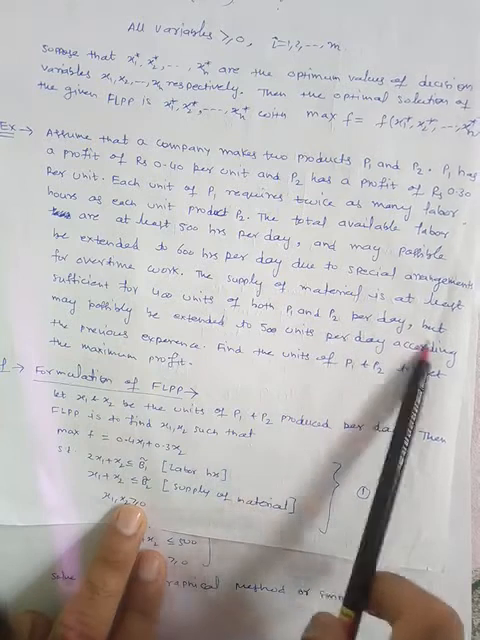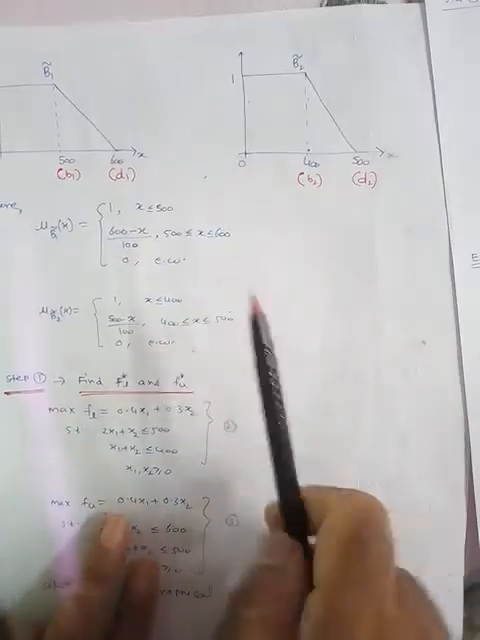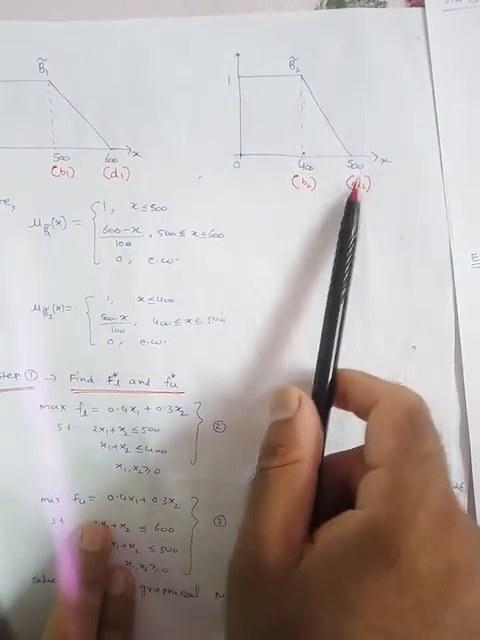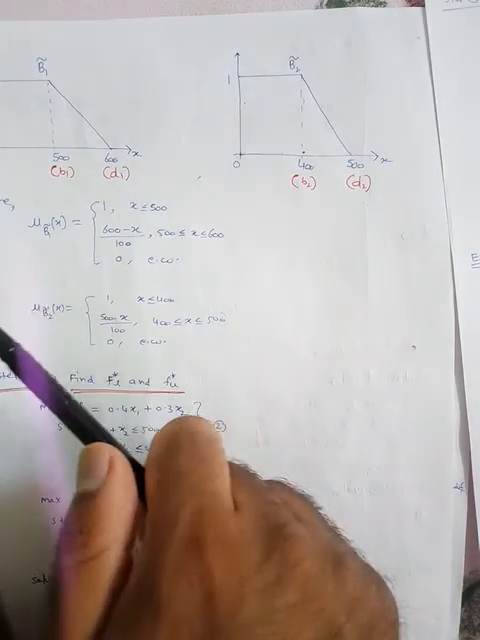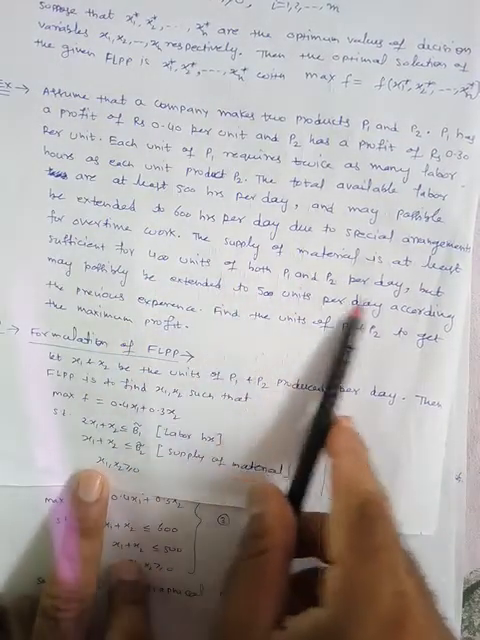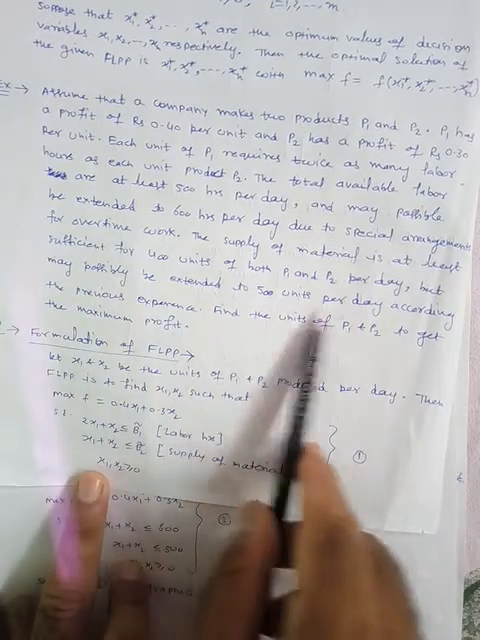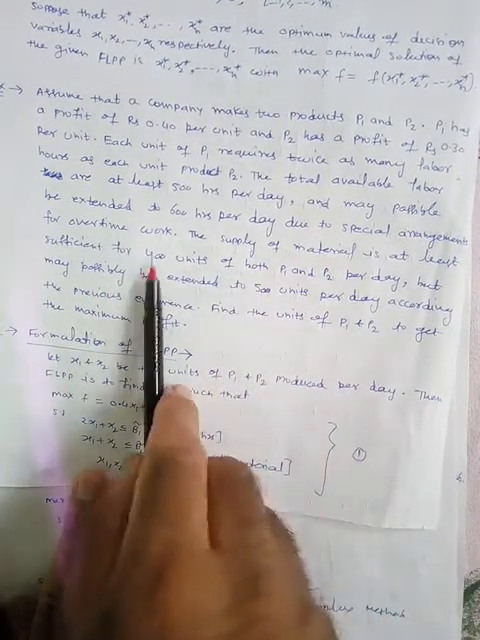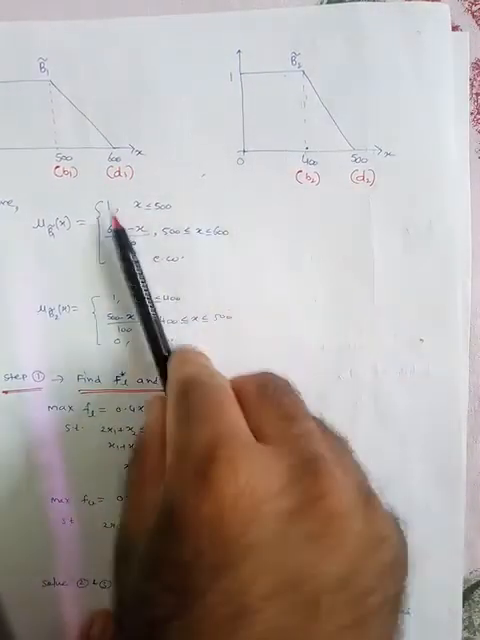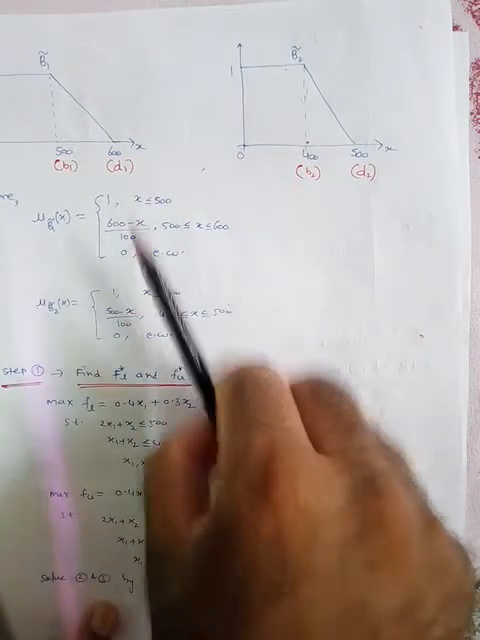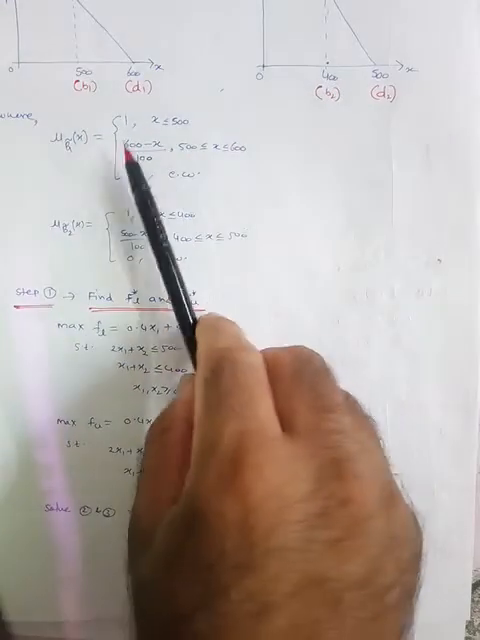Similarly, the supply of material is at least 400, so this is 400 to 500. So this is about the problem. Supply of material is at least 400 units of both P1 and P2 per day, but may possibly be extended to 500 units. So that's why they are in this range, 400 to 500, 500 to 600. So they are in fuzzy form. So this is the problem. They are the fuzzy membership functions, and these are the numbers.